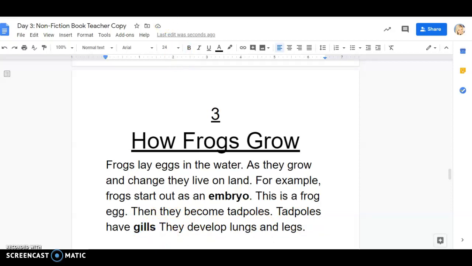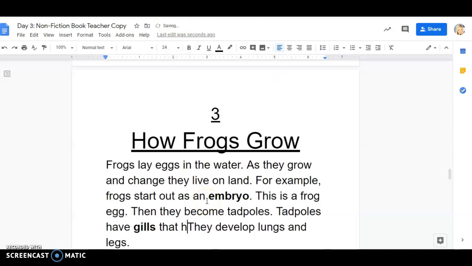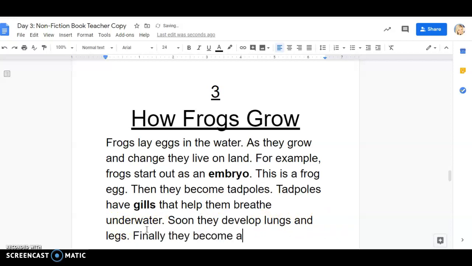Tadpoles have gills that help them breathe underwater. And then I'm going to change it soon. They develop lungs and legs. Finally, they become an adult frog, period.